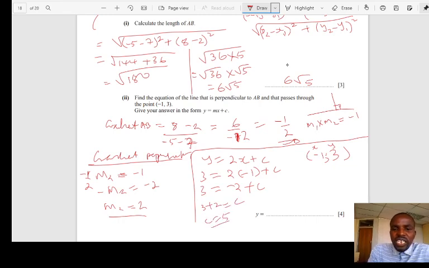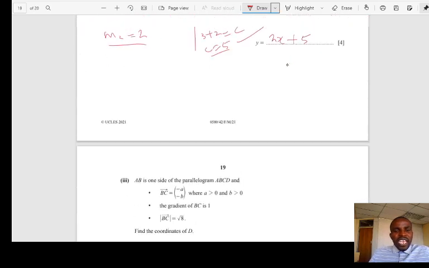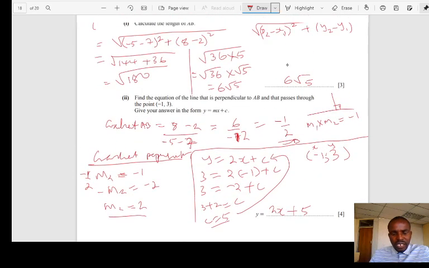Then your equation, now we are replacing here: y is equal to 2x plus 5. Yes, like this. Right, then this one is done.